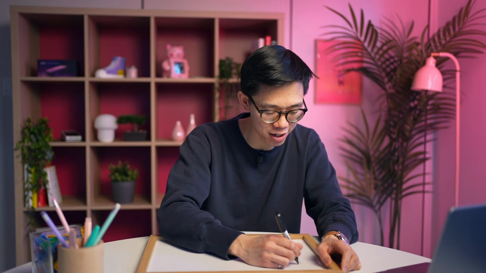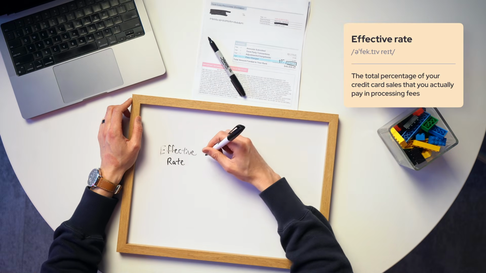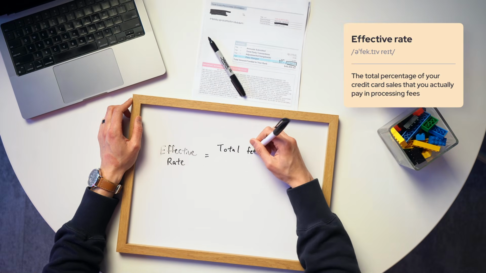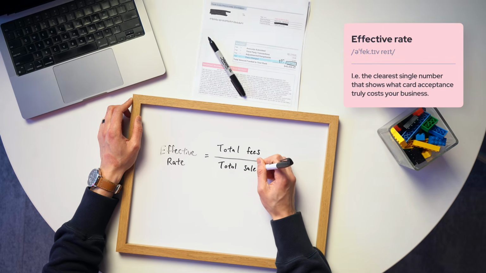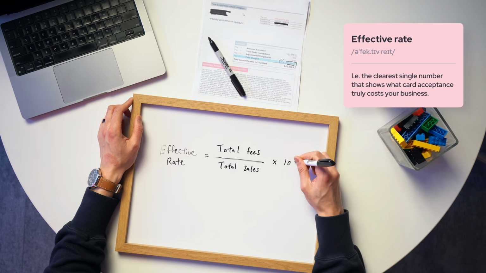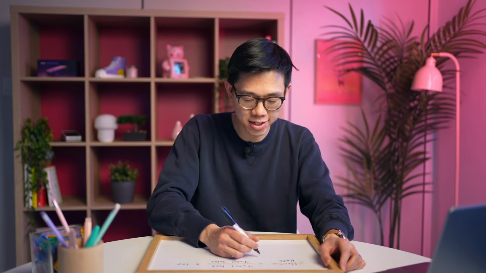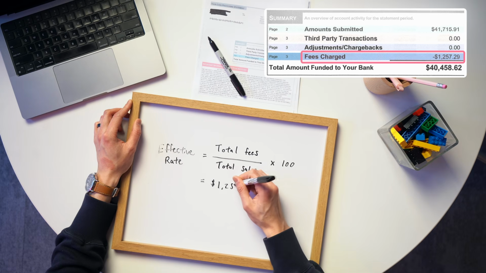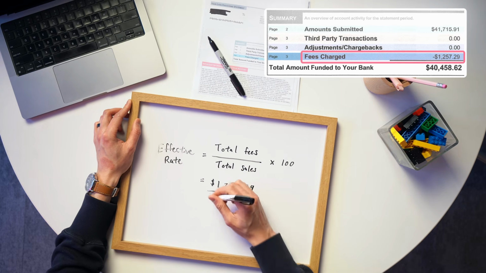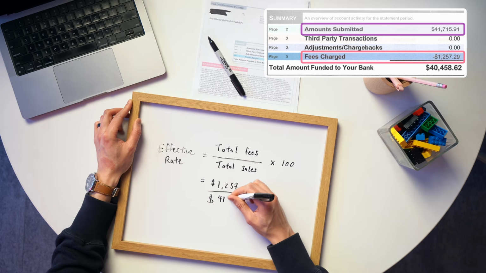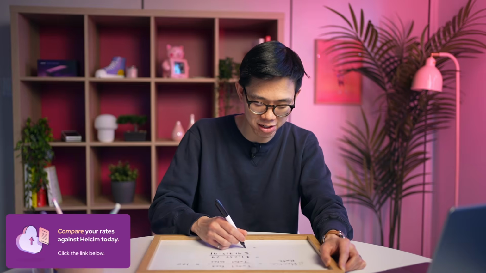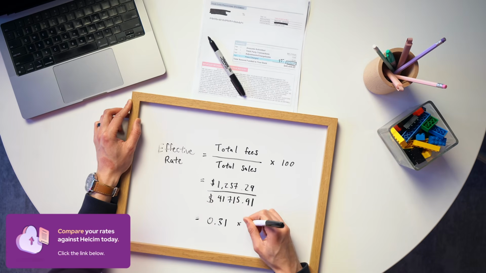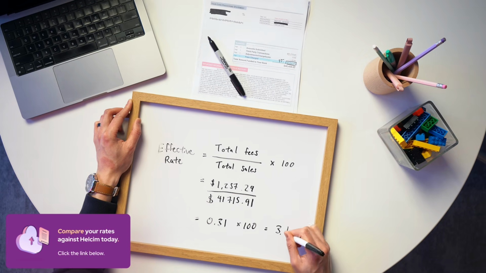To get your effective rate, take the total fees for that month and then divide it by your total sales for that month. Then multiply it by 100. So if I were to do this for this dental office, I would take 1,257.29 and divide that by 41,715.91. What we get is something like 0.031, times 100 is 3.1%. This is the effective rate.